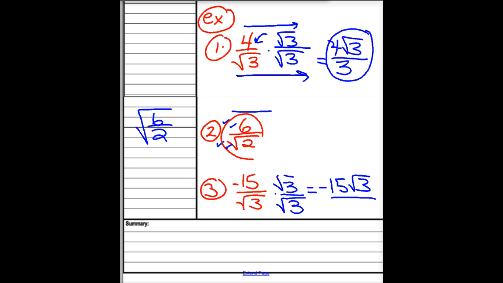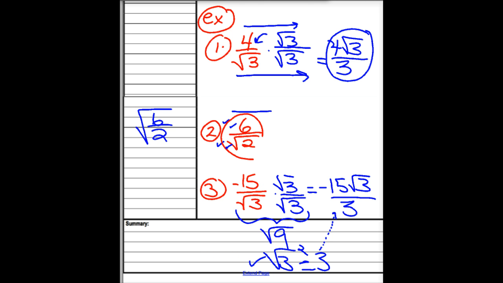On the bottom, root 3 times root 3 is 3. That's the whole reason you do it, so that you can get root 9, which is 3, or root 3 squared, which is 3. However you want to think about it, I prefer this second one, that the root and the square are inverse operations, like adding and subtracting, multiplying and dividing. They wipe each other out, and it gives you just that nice, pretty 3 down there on the bottom.